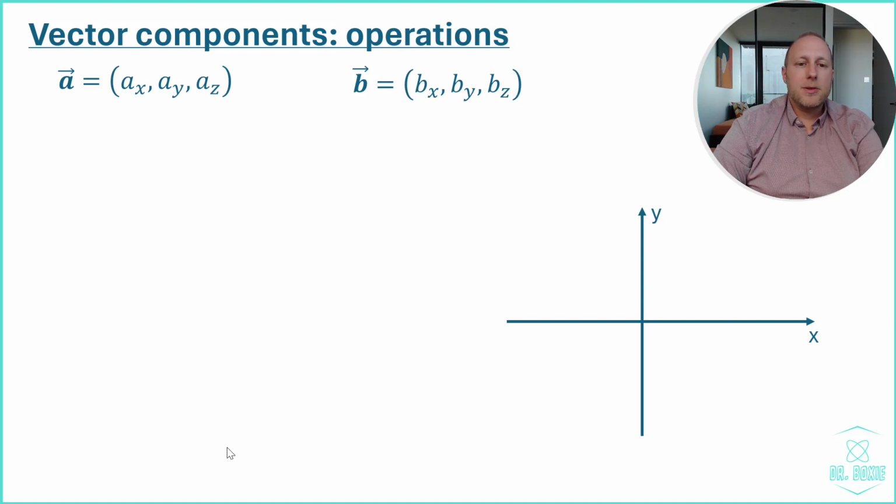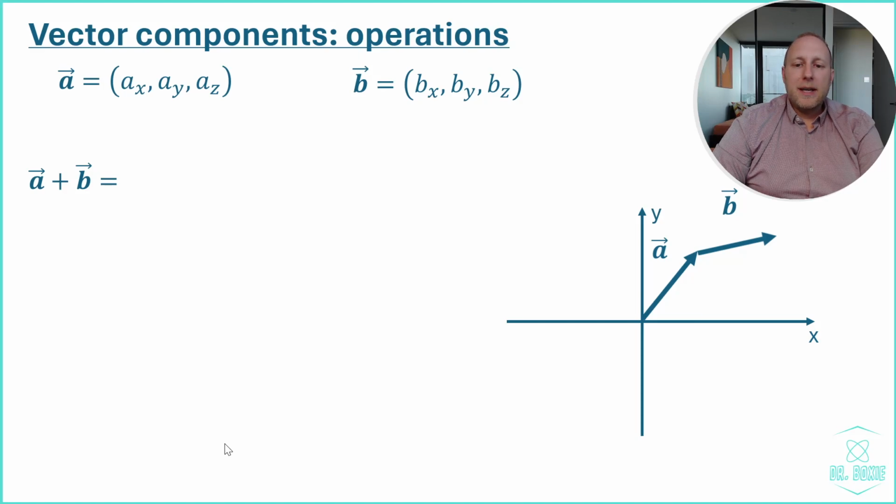We take two vectors a and b with their components as given here. What are the components of a plus b? Well, take the two vectors a and b. The way to calculate a plus b was to take the vector a and move b such that it starts at the end point of a.